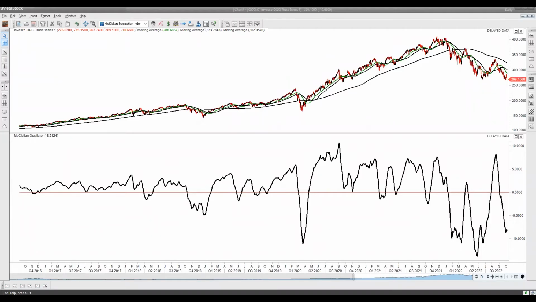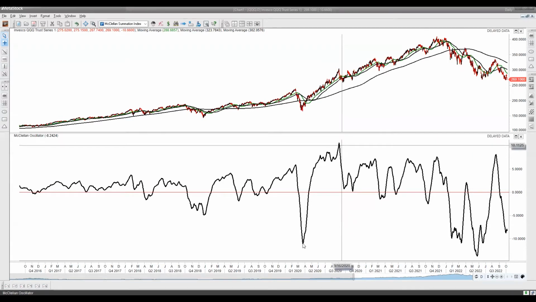Let's go to a chart. When the McClellan Oscillator reaches an extreme high, you see what happens to the price. We go straight down. Each time it reaches a period of an extreme high, we have an extended downtrend. It also works for extreme lows.